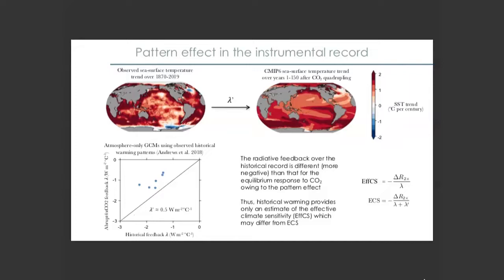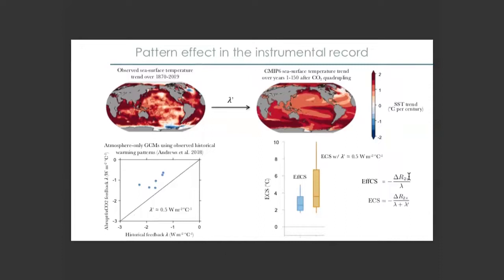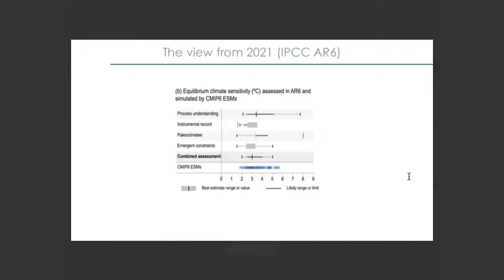So this is why the blue here is the original and the orange is my estimate accounting for that pattern effect, where basically there is no longer any upper bound. So that's essentially what happened in AR6. What that means is that the strong constraints on climate sensitivity, particularly at the high end, are coming from other lines of evidence, paleoclimate and emergent constraints and cloud physics primarily. So some outstanding questions about the pattern effect.